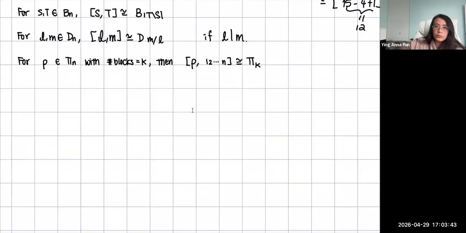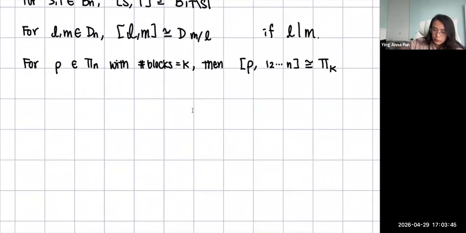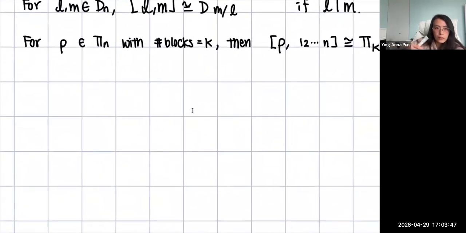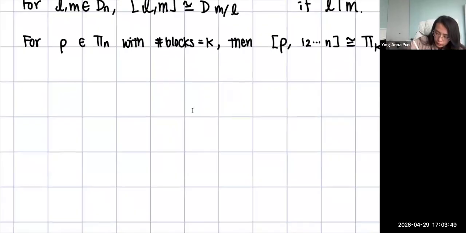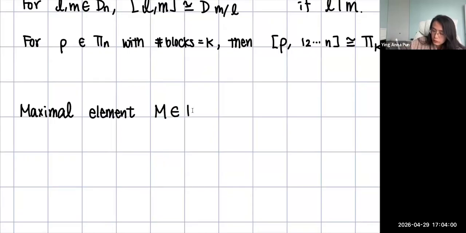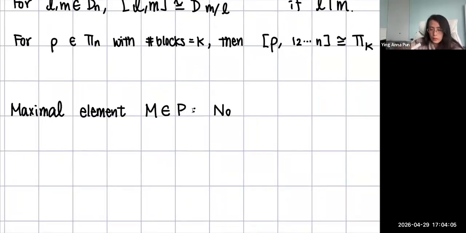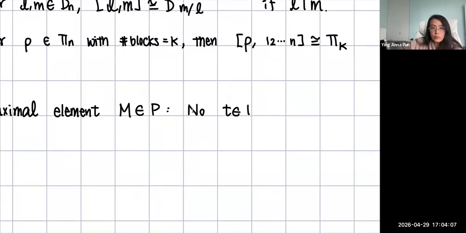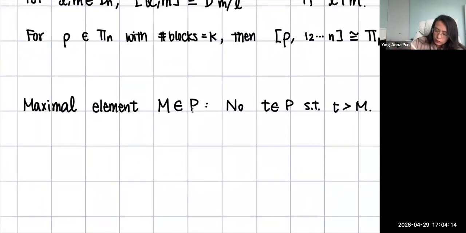And then a new term that I'm going to talk about is maximum element. So first of all, what is a maximal element? M in P, so it's an element inside your P. Maximal means that you cannot find anything bigger than it. So no T in P such that T is bigger than M. Okay. So that's maximal element.